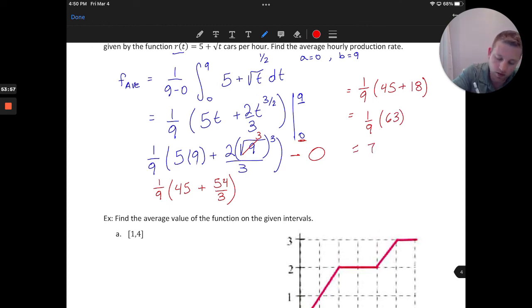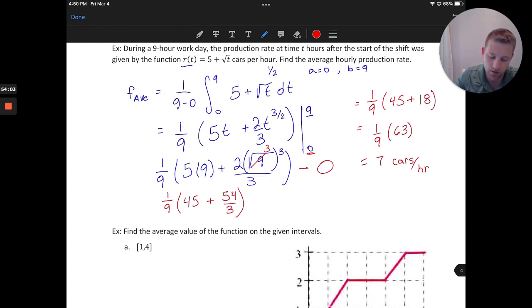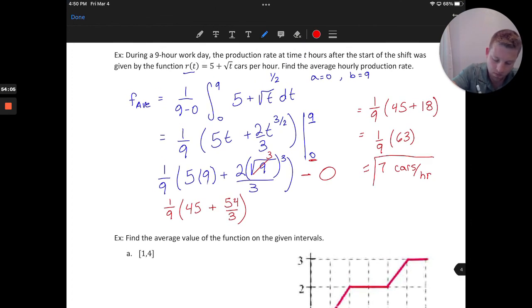And this is a production rate of cars per, in this case, hour. Cars per hour. So that would be our average value of this rate function. So this would be an average hourly production rate.